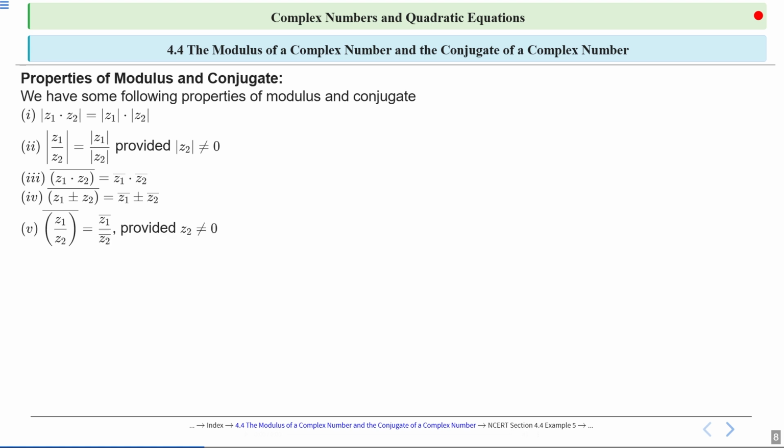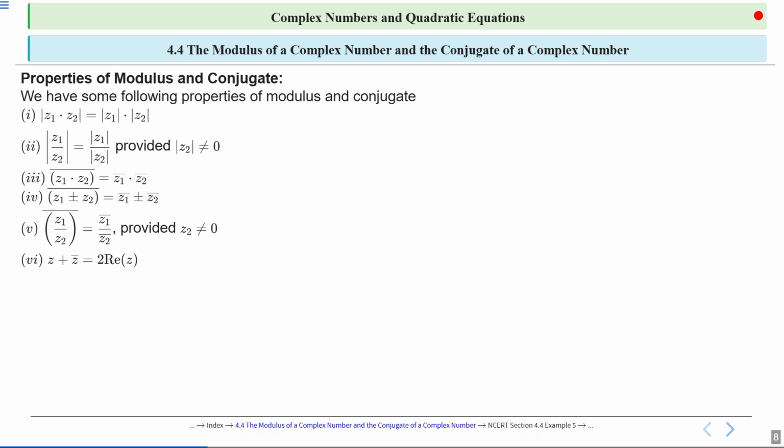Next property is conjugate of z1 divided by z2 equals conjugate of z1 divided by conjugate of z2, provided z2 is not equal to 0. This means that if we divide two complex numbers and then take the conjugate, it's the same as taking the conjugate of each number first and then dividing. Again, we must make sure that z2 is not 0.